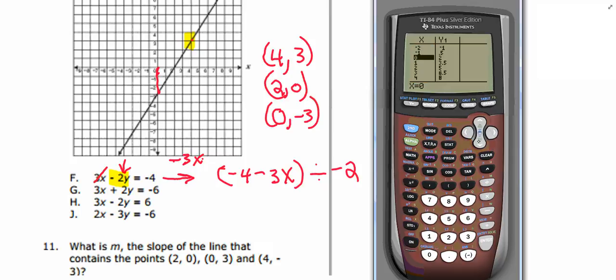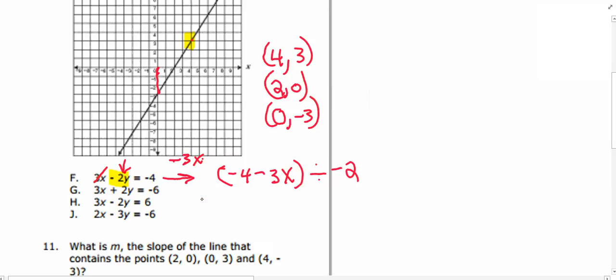Okay, we'll go right to the table by hitting second, graph, and we'll go to 4. Go to our table. 0 is matched up with 2, and we need it to be -3, right? So answer choice F is not it. Okay, so we'll write this other one out first as well.